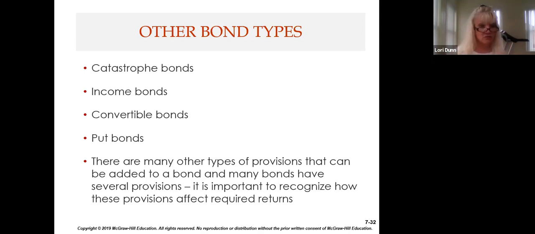Income bonds. This is when interest is paid based on how well the company does. Convertible bonds. Convertible bonds are bonds that at maturity or at some time before can be converted into stock. So the corporation usually selling the bond will say, oh, we will pay you either cash, or if you want, you could have some of our common stock. Put bonds. This allows the holder to force the issuer to buy back the bond at a stated price.